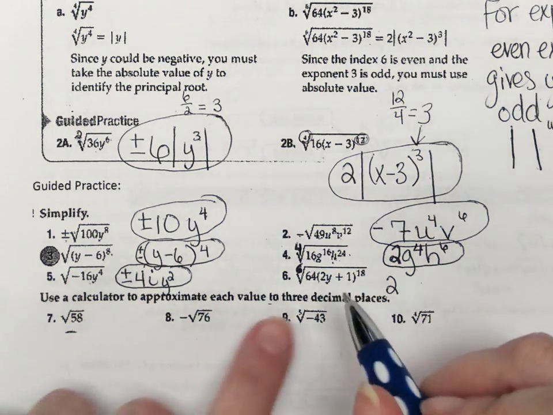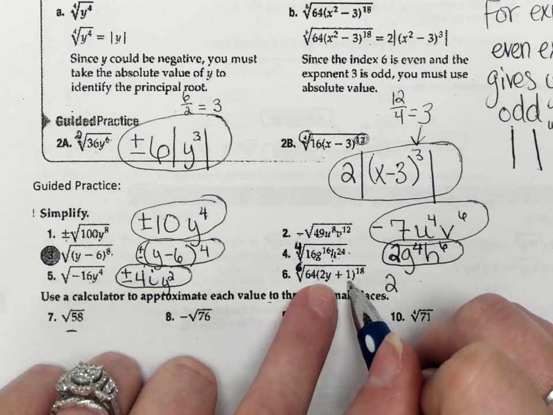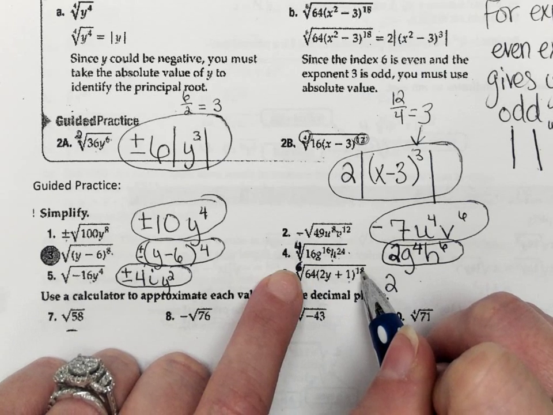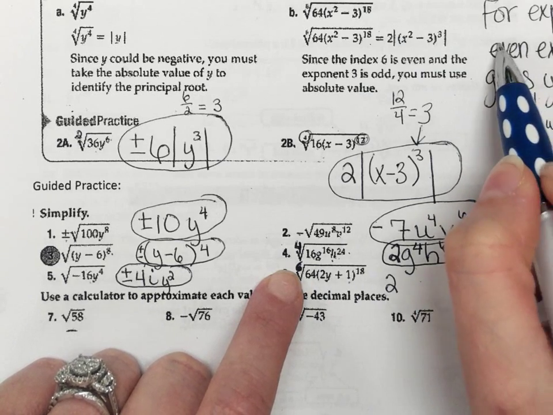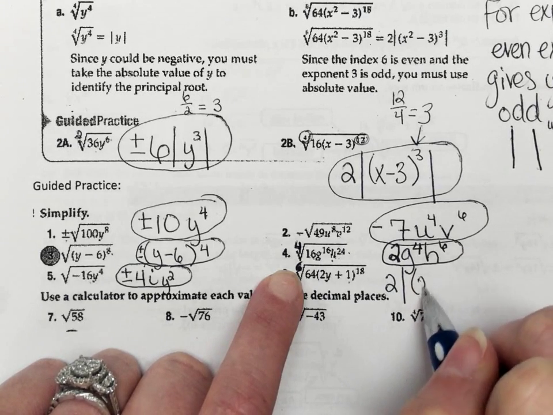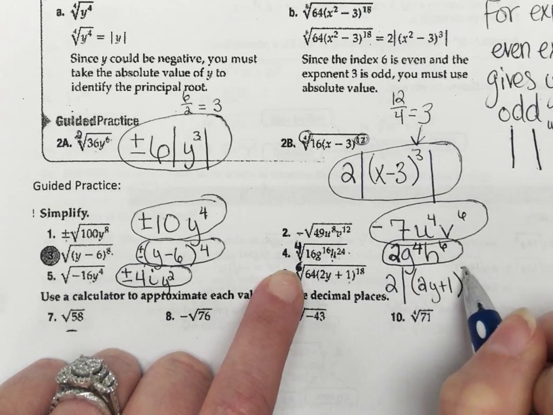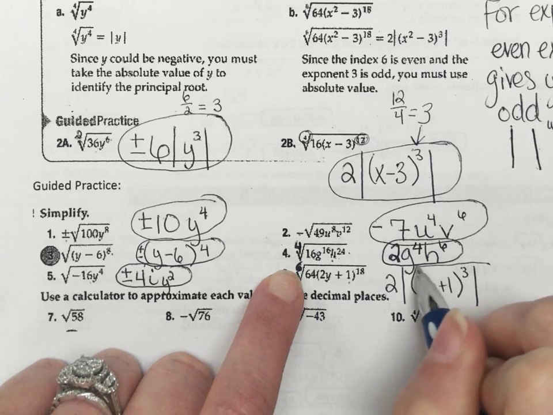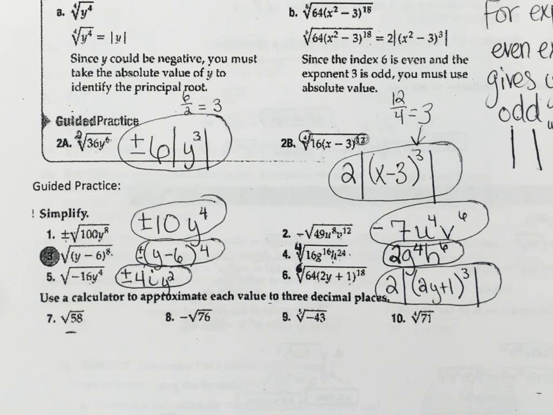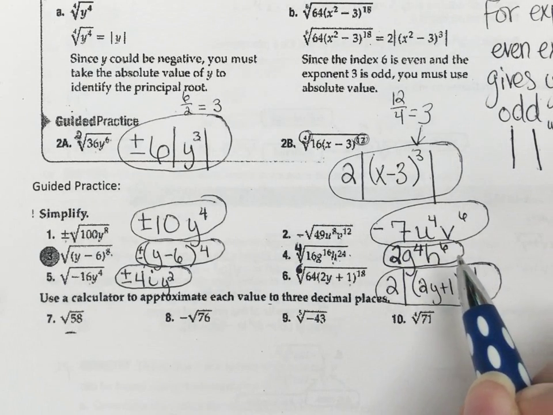All right, let's see. Then this expression right here, right? What's 18 divided by 6? 3. Ooh, that's odd. So if I go from an even to an odd, I have to use absolute values. 2y plus 1 to the 3rd. Are y'all okay? Okay. It's really not hard, right? It's just a little tricky. The only thing is you have to pay attention and slow down.